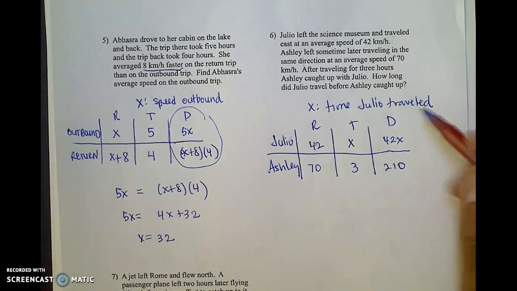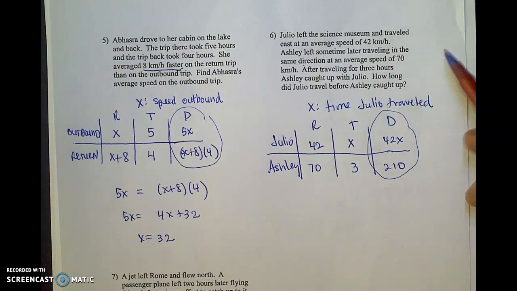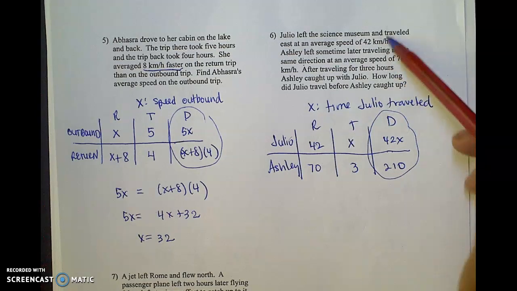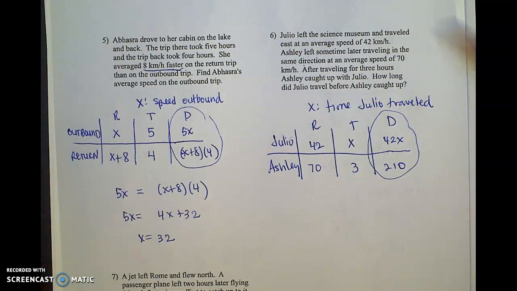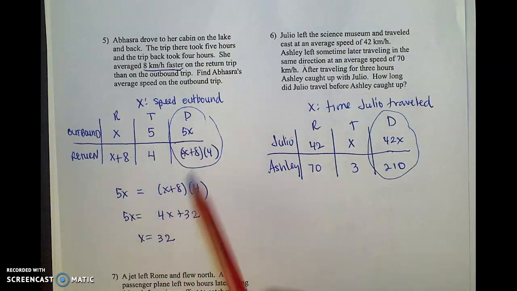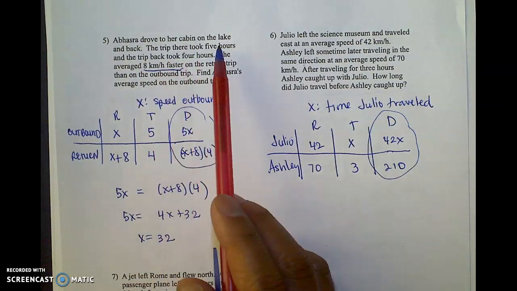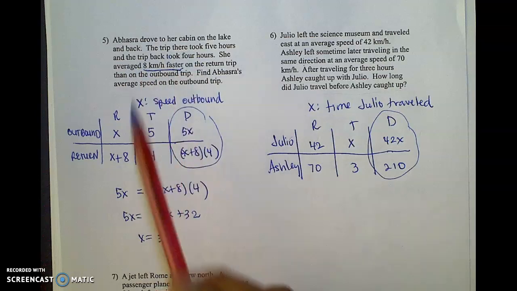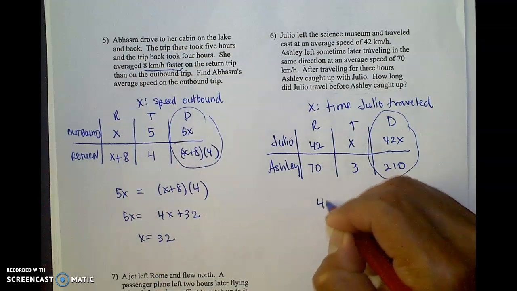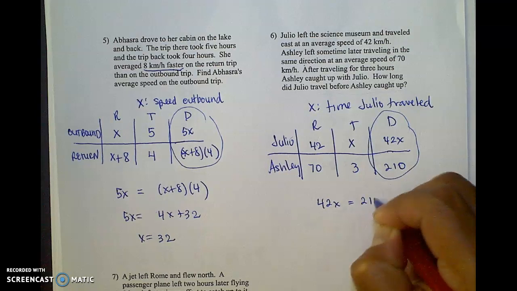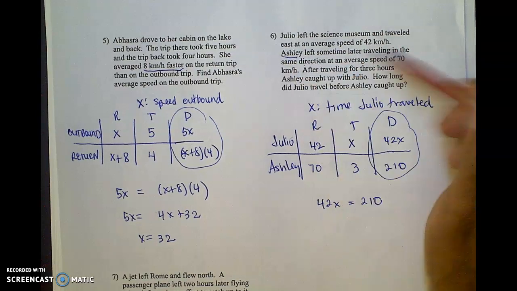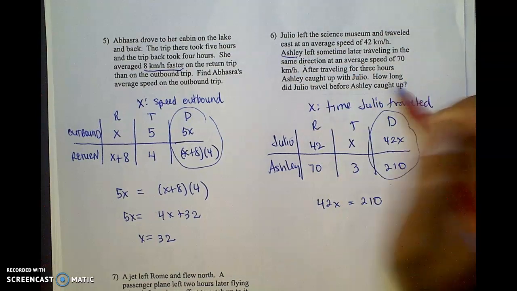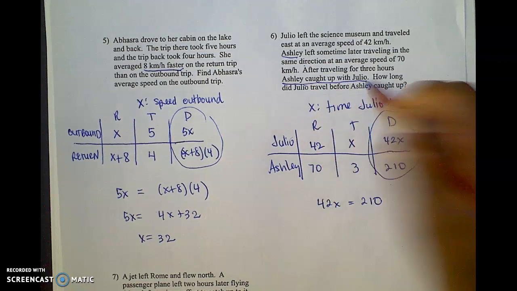So now again, we're going to be writing the equation using this distance column. But now, we don't have, again, a value for distance. It's not a situation where, like the other ones, we are setting them equal because the return trip, or trip going somewhere and coming back, is the same. But we are going to set them equal for another reason. Is because Ashley is going to catch up to Julio.